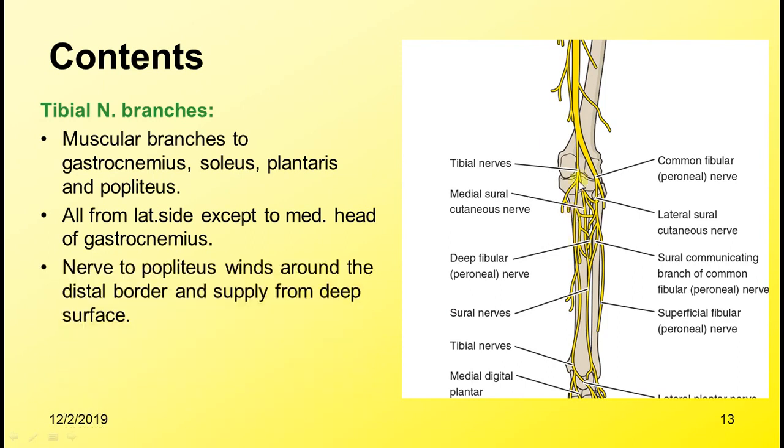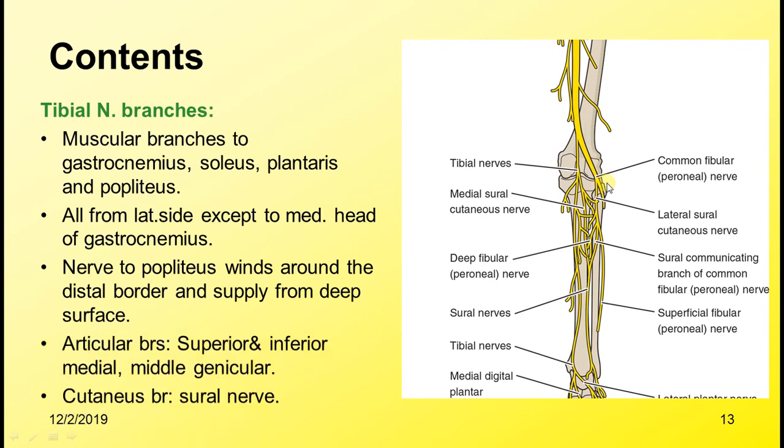Then the nerve to popliteus. When you look at the nerve to popliteus, it winds around the lower border of the popliteus muscle and then supplies the deeper surface, or you can call it the anterior surface. So it does not supply on the dorsal aspect of the muscle. It passes through the lower border of the muscle and then supplies from the anterior surface. That is the nerve to popliteus.